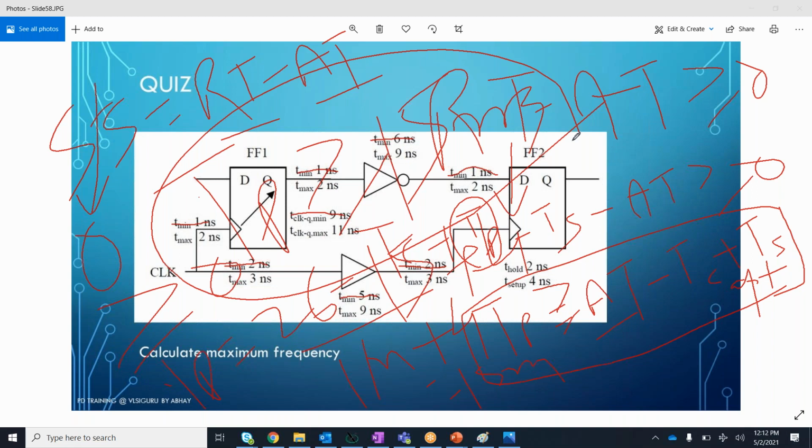Now, can you please... the formula is not clearly visible. How did you derive 15?